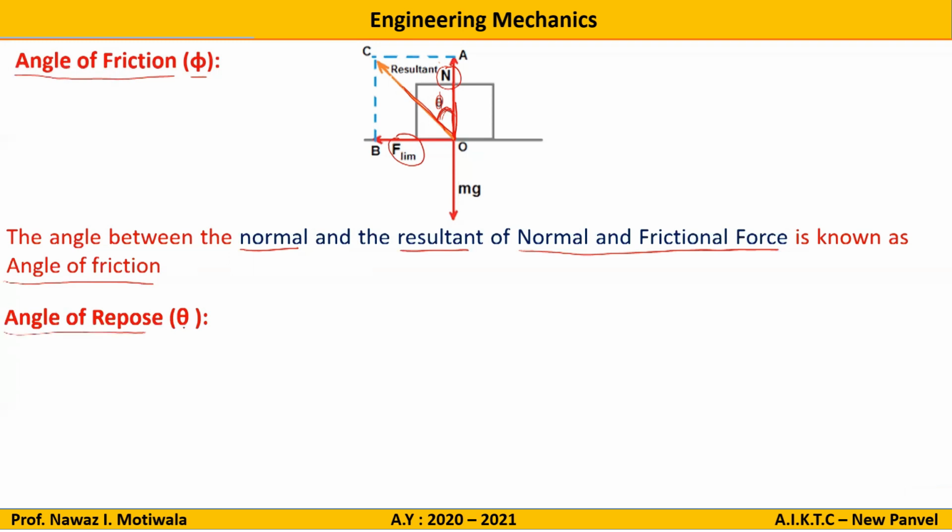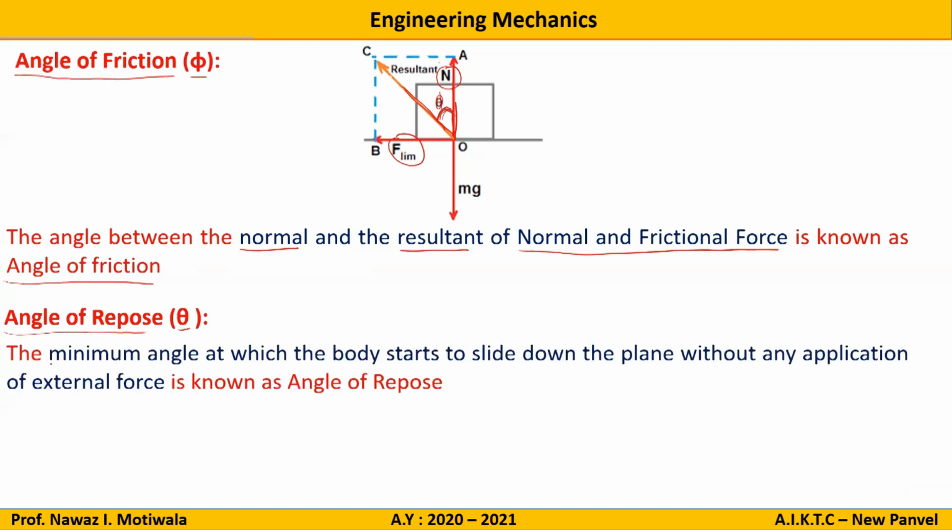Next is the angle of repose, denoted by theta. The angle of repose is defined as the minimum angle at which the body starts to slide down the plane without any application of external force. Let us say there is a body of weight W kept at some angle theta. As we go on increasing the angle, at some angle the body will start moving down on its own. That angle is known as the angle of repose.